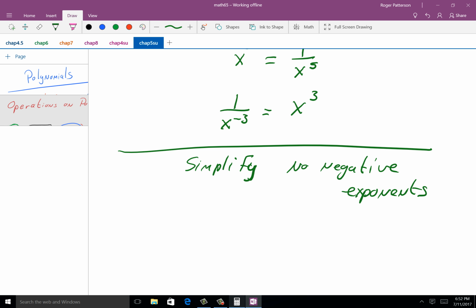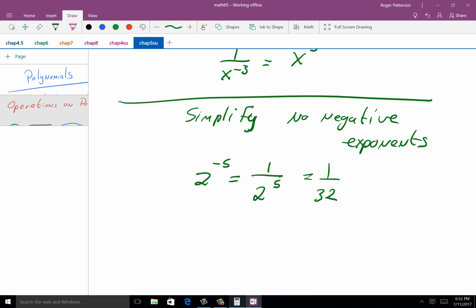So if we have 2 to the negative 5, then that's going to be the same as 1/2 to the 5. Okay, so that's all you have to do. And then they might ask you to figure out what that is. Okay? Since it's a number, it's easy to do.